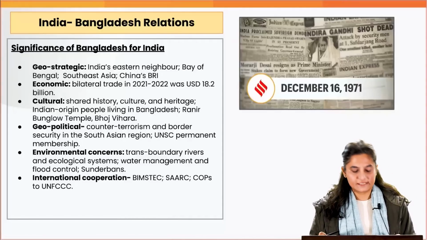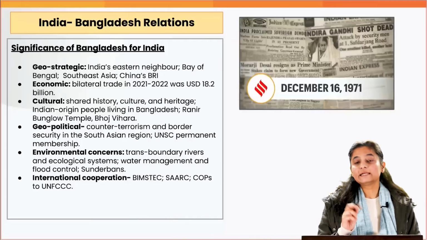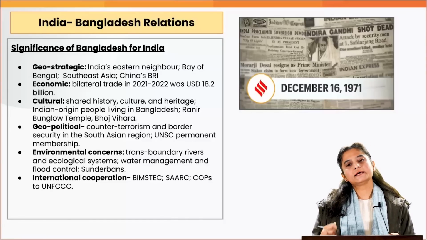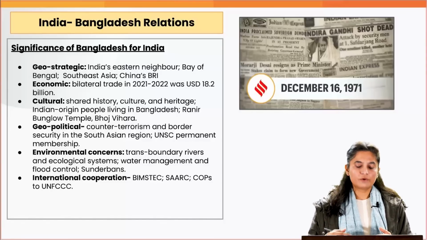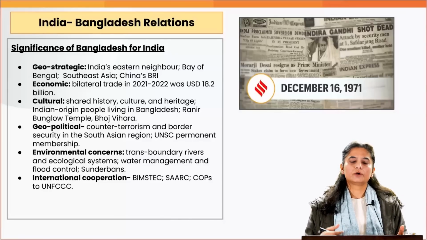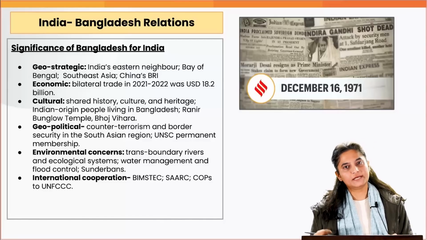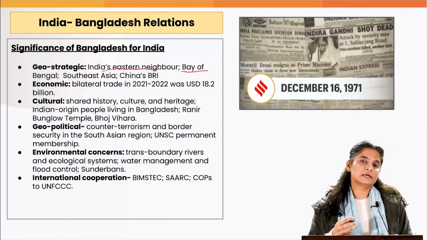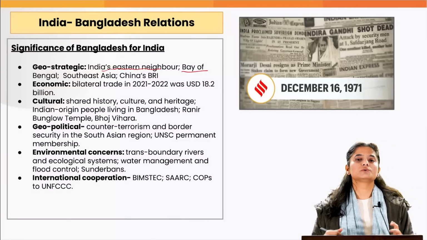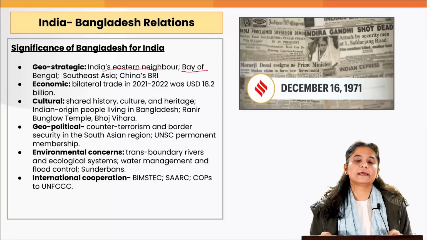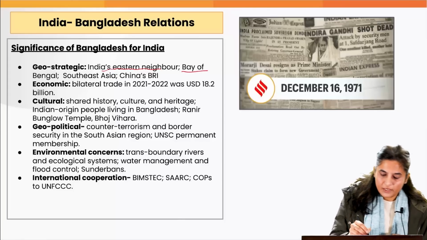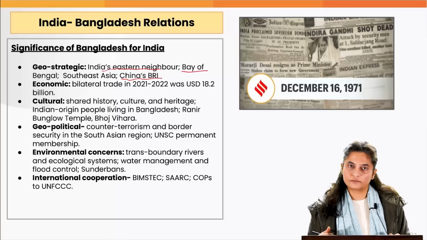Starting with the geostrategic importance, we need to understand that it is India's eastern neighbor located on the eastern territory of India. It has access to the Bay of Bengal, which India also has. It increases the connectivity of India to South Asia and Southeast Asian nations. There is also an angle of China's presence. With increased investment, connectivity projects and development of infrastructure in Bangladesh by China in the form of the Belt and Road Initiative, this has increased concerns in India's quarters also.